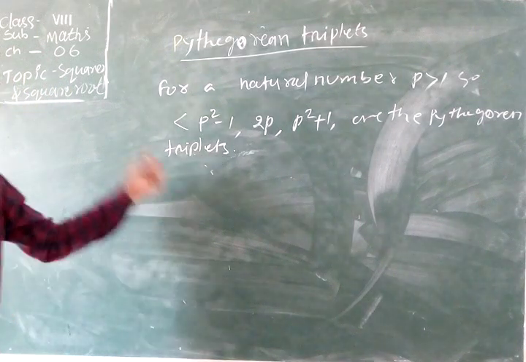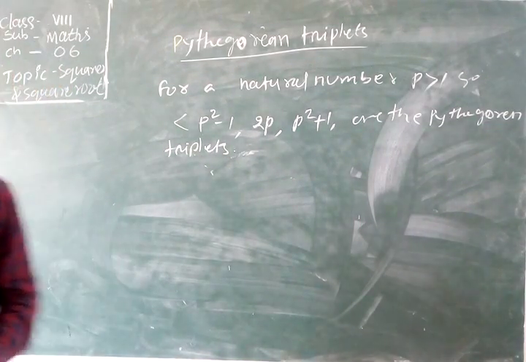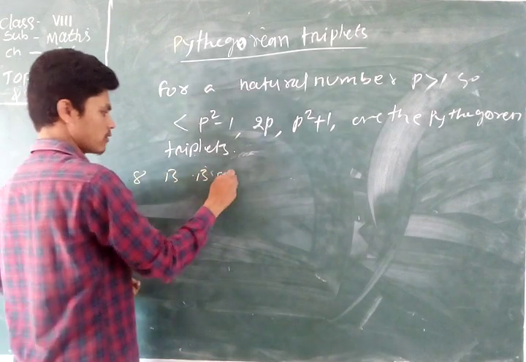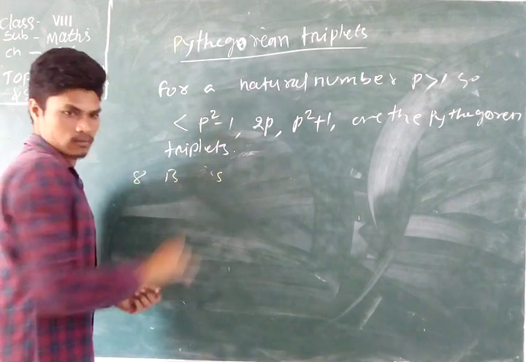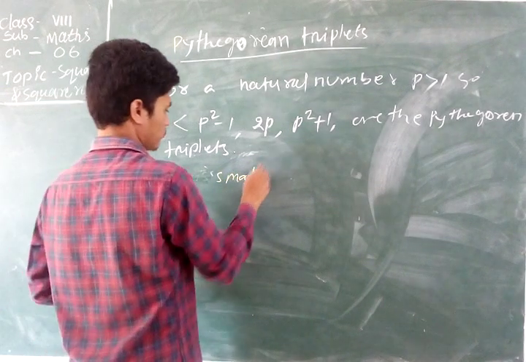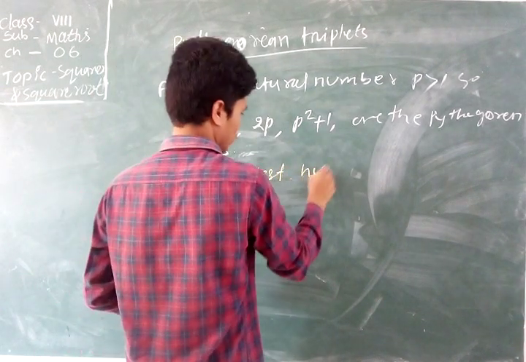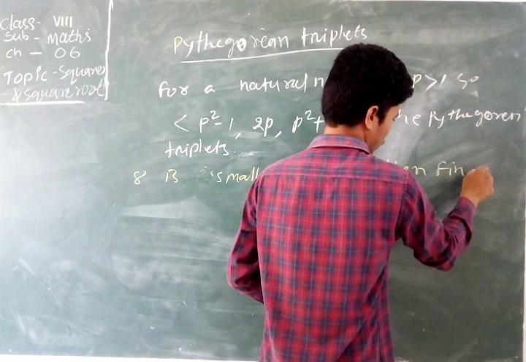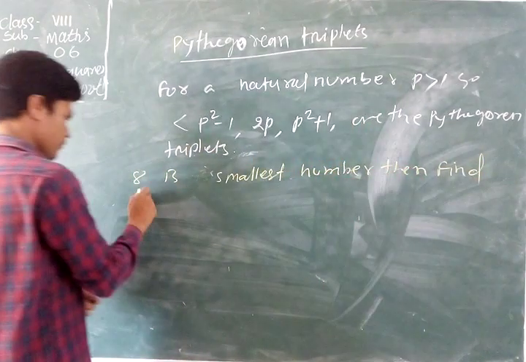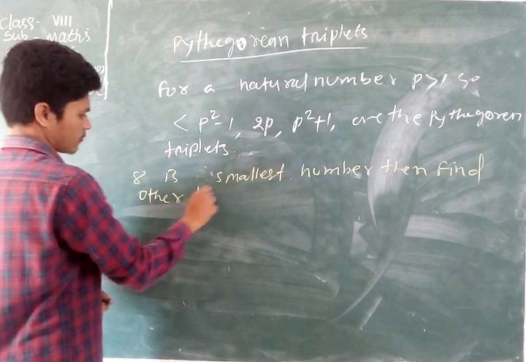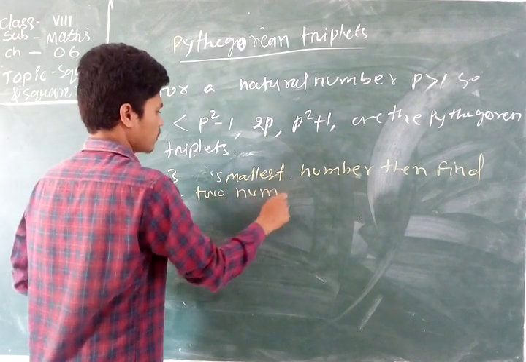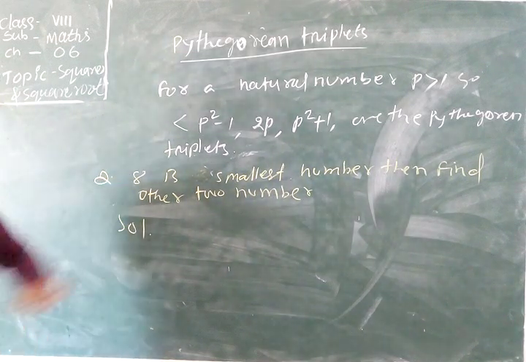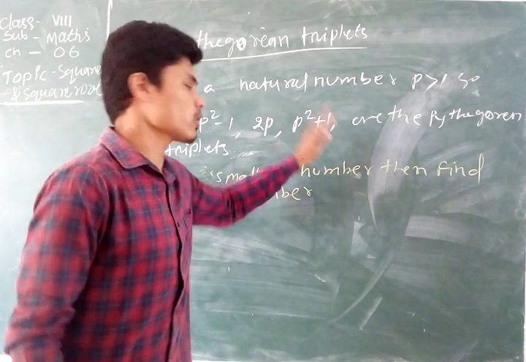Now we take an example and find the Pythagorean triple. How do you find it? If 8 is the smallest number, we know the Pythagorean triple is p square minus 1, 2p, p square plus 1.